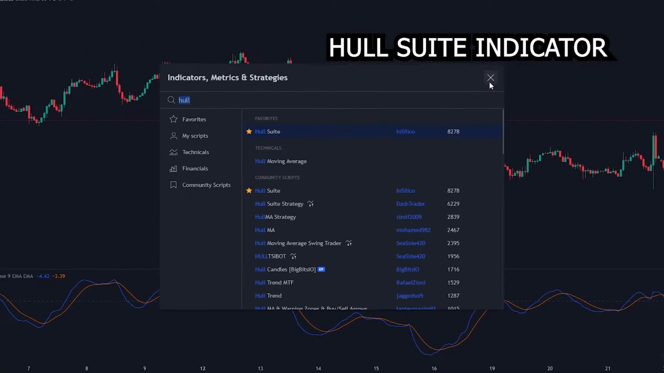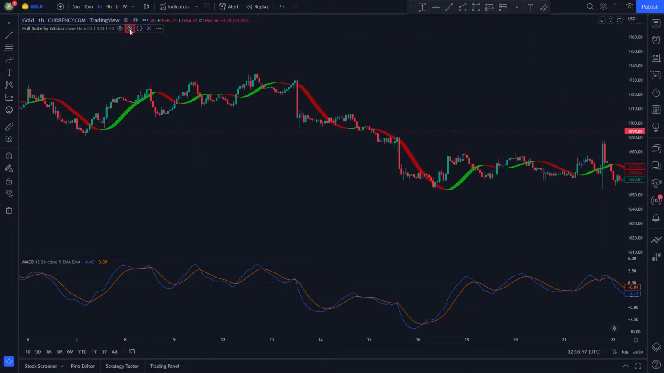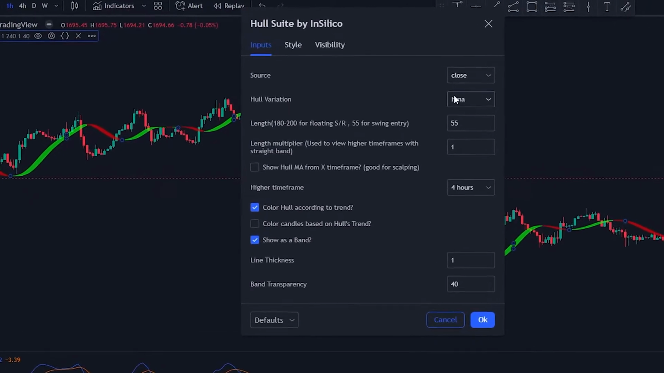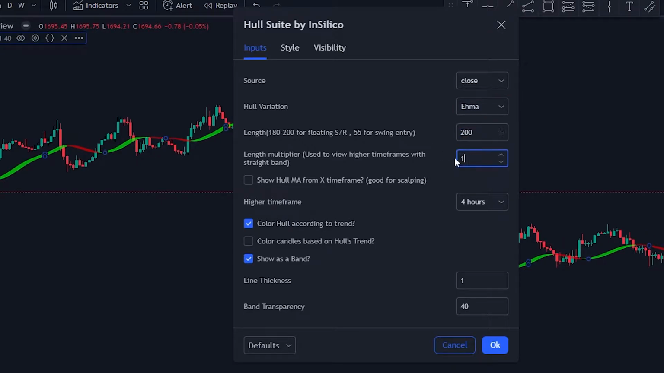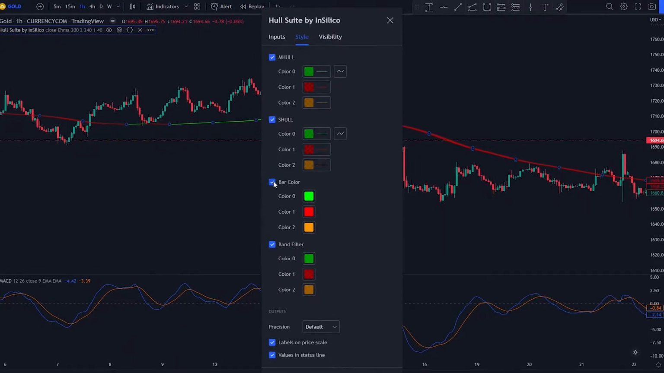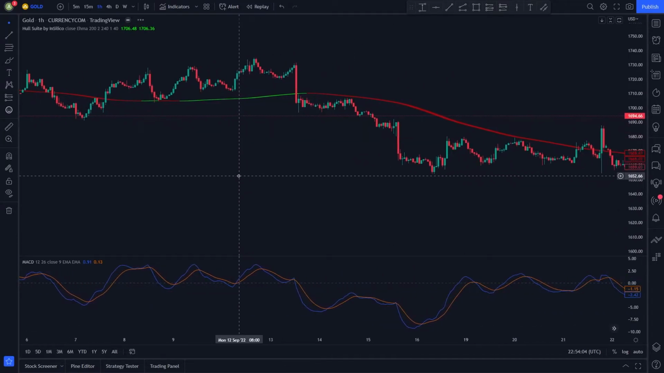After we have added the indicator, we need to tweak some of its settings. We click on the indicator settings button. We head to the input section. We change the variation from HMA to EHMA. Then increase the length from 55 to 200 and change the length multiplier from 1 to 2. For the style section, we will uncheck the bar color, then click OK. Now that both our indicators are configured, we are ready to start with the strategy rules.